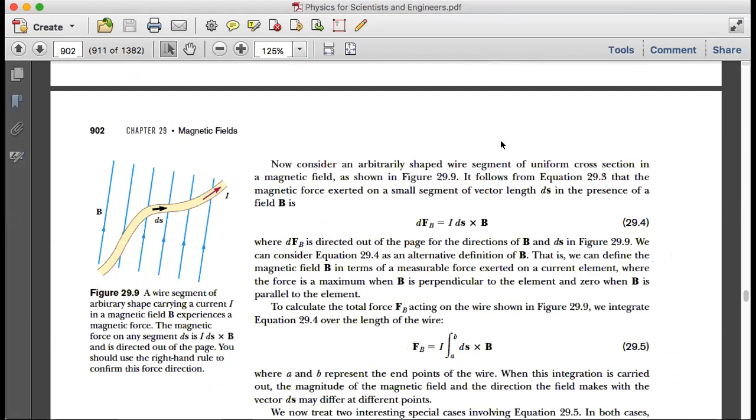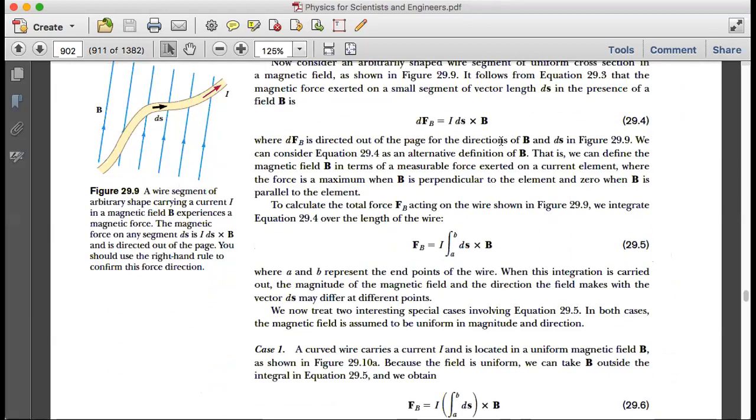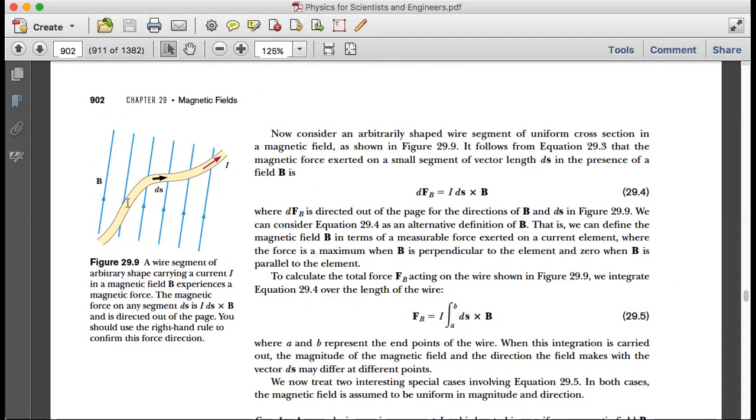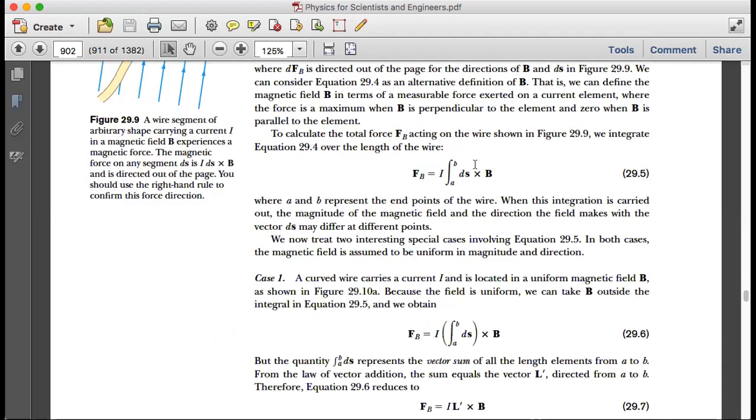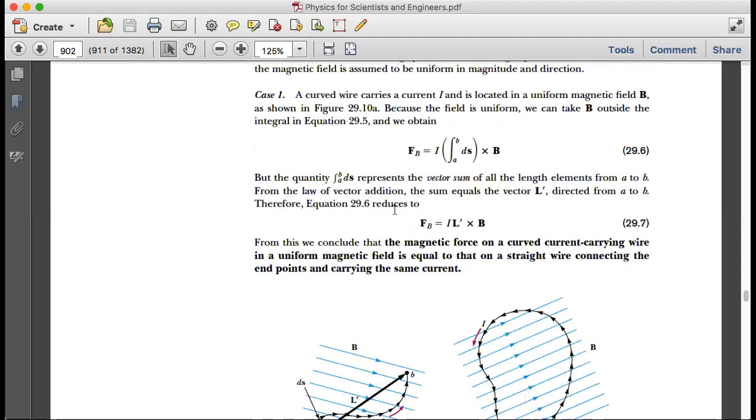Kemudian, ini terkait kalau B-nya tidak konstan secara umum. Jadi diambil I-nya konstan atau bergantung waktu saja. FB di sini pada kawat, gaya magnetik pada kawat itu adalah I kali integral dari A sampai B ds cross B. Jika B-nya konstan atau uniform, dapatnya seperti ini.